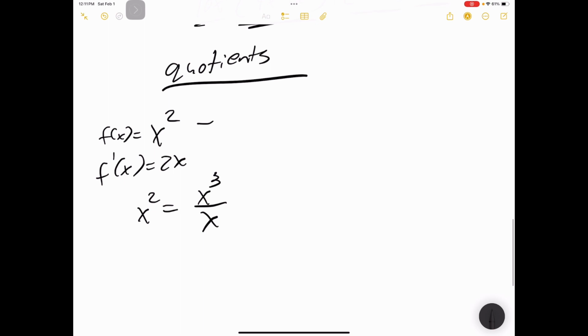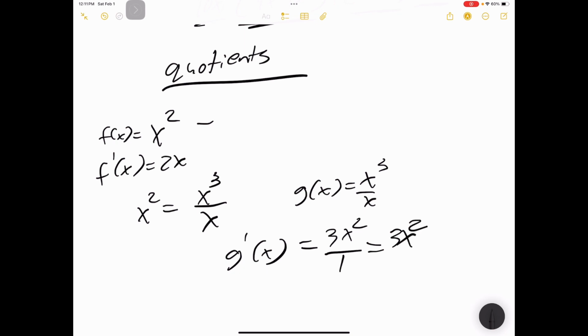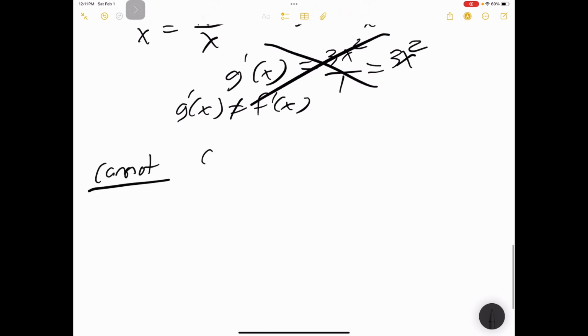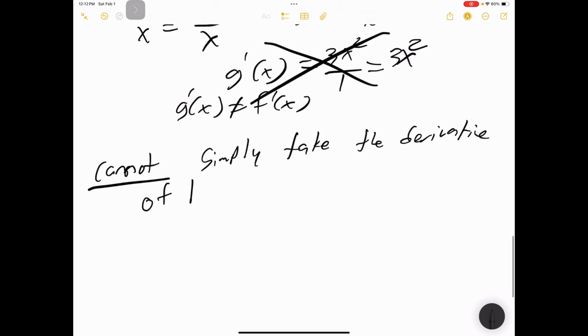But if that's f of x, let's say this is g of x, which is x cubed over x. If I wanted to just take the derivative of the top and the bottom, I would have on the top 3x squared, and on the bottom just 1, which is 3x squared. And we see g prime of x is not equal to f prime of x. If I just take the derivative of the top and the derivative of the bottom, I don't get the same thing, because this is not how you do a quotient with derivatives. You cannot simply take the derivative of the top and the bottom. The quotient rule is a little more complicated than that.